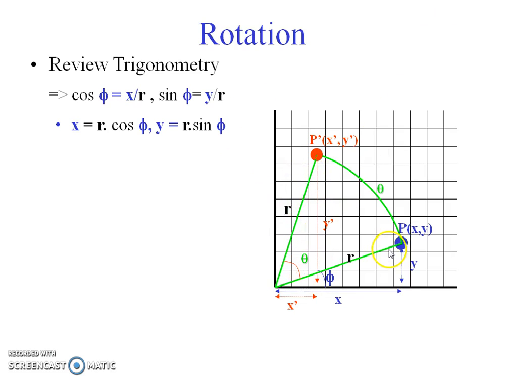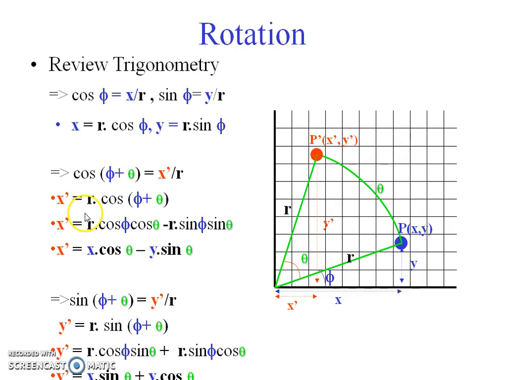This r and this r will be the same, but theta is nothing but the displacement angle, and phi is nothing but the original angle of the point P. And to get the value of x prime we can use these equations, and to get y prime we can use these equations.